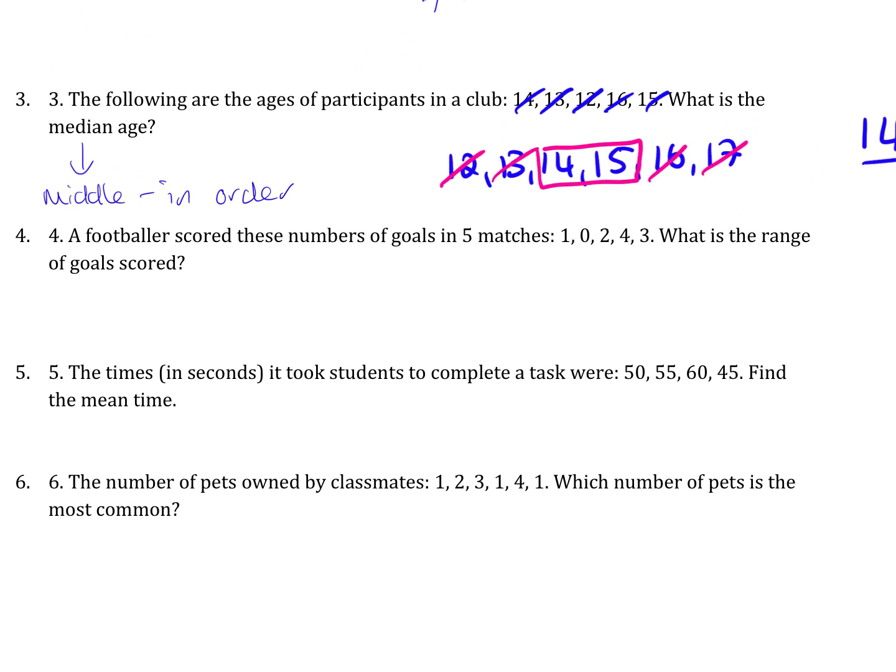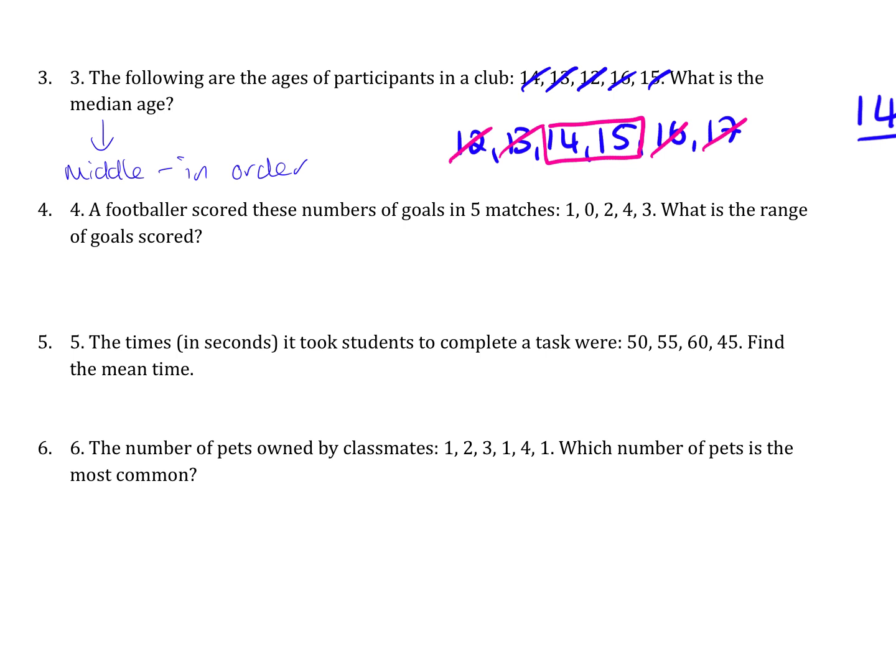Right, next one. A footballer scored these numbers of goals in 5 matches. 1, 0, 2, 4, 3. What is the range of the goals scored? Right, what does the range always mean again, Holly?